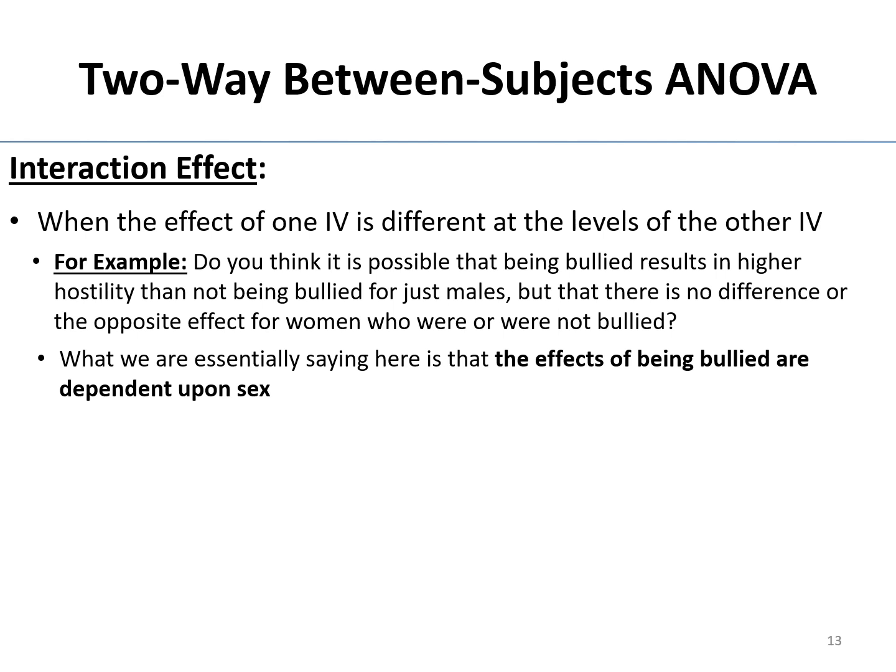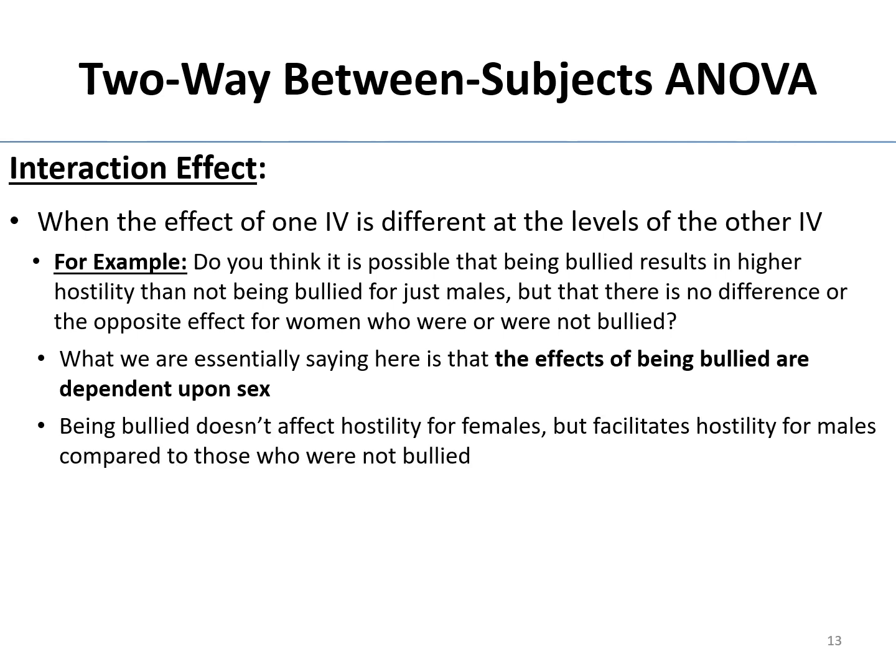So what we're essentially saying here is that the effects of being bullied are dependent on sex. This is kind of like the chi-square test of independence, where when you reject the null, you're saying there's some sort of relationship between these variables. So if you get a significant interaction, you're saying, all right, it looks like the effect of one of these things differed at the levels of the other, or vice versa. I'm going to have to do some more stuff. So being bullied doesn't affect hostility for females in this example, but facilitates hostility for males compared to those who are not bullied.